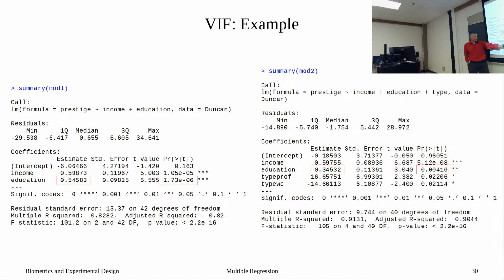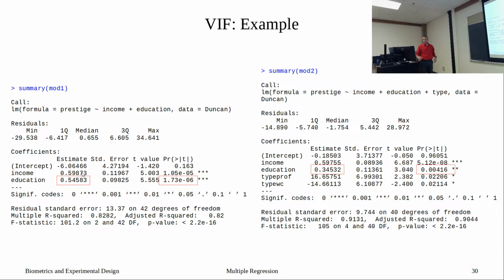Our F statistic and the p-value, yeah, that's better than the null model. All right, so it's important. When we include type, we explain a little bit more variation. Our adjusted R squared is 0.9, right? Still significant. But notice these two things that I have in red.